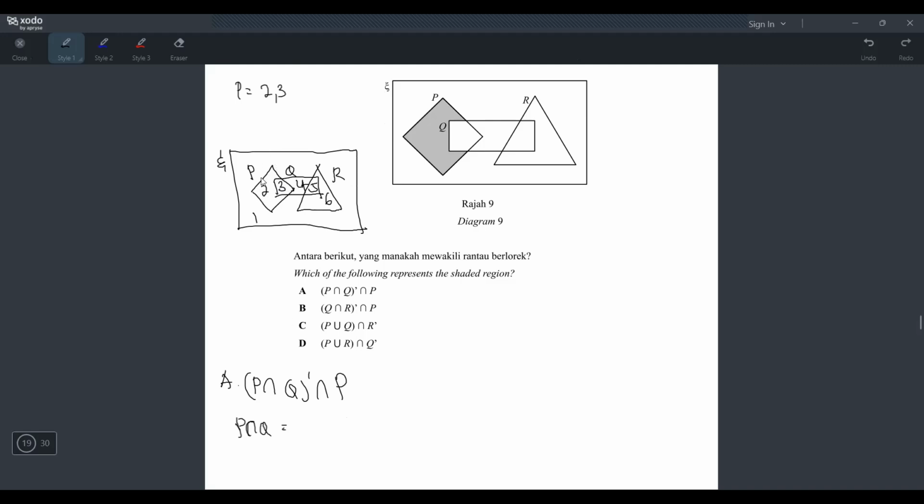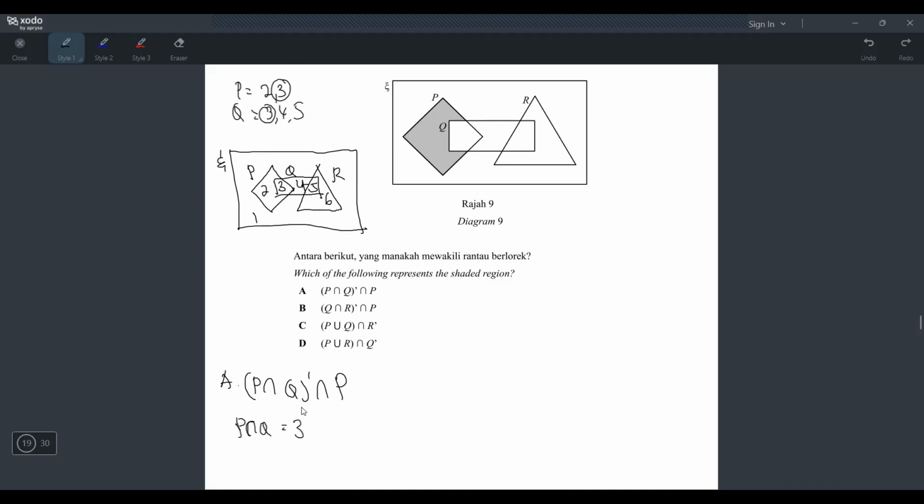And then what about Q? Q inside got what? Got 3, 4, 5. Not just 4 only, 3 and 5 also inside Q. Look carefully. So it's 3, 4, 5. So what is P intersect Q? The one that both have, the two have is 3. So P intersect Q is 3.